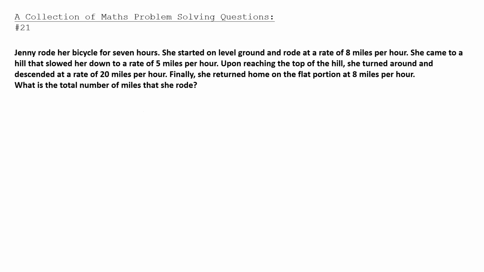So for this question, we will start with a little drawing showing Jenny's path. So this is Jenny's home. So if this was Jenny's house, and from there she starts riding her bicycle, and then she rides on flat ground at the rate of 8 miles per hour. So suppose this much Jenny has ridden at 8 miles per hour, and then she came to a hill.